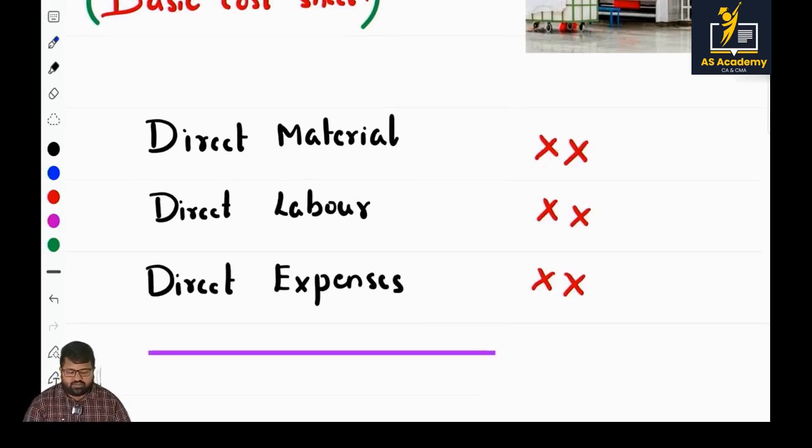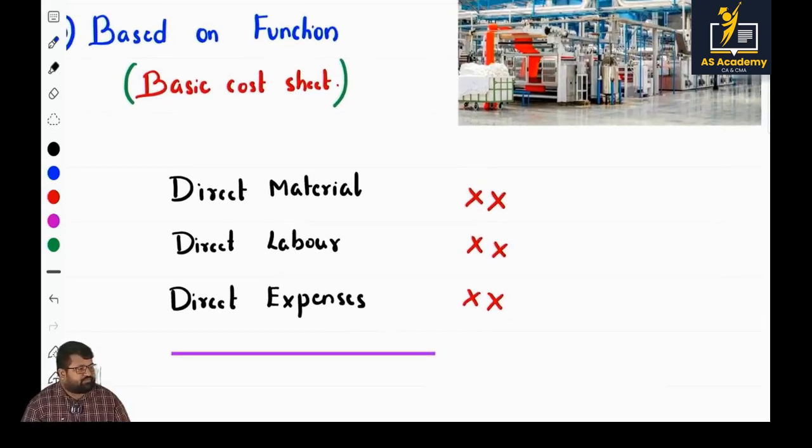write this. Write as a chart, ma. Follow the same order. Basic cost sheet. Direct material, direct labor, direct expenses.